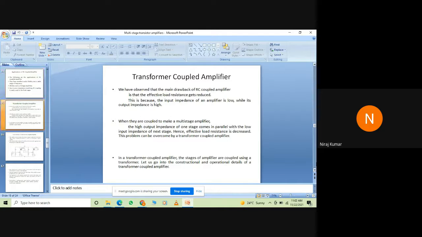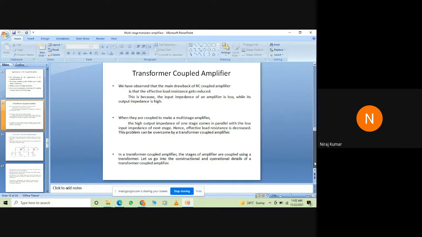Next topic is the transformer coupling. Transformer coupling is also used in between the first stage and second stage of a common emitter amplifier. But what is a transformer coupled amplifier? In a transformer coupled amplifier, the stages of the amplifier are coupled using a transformer. Let us go to the construction and operation details in the next slide.